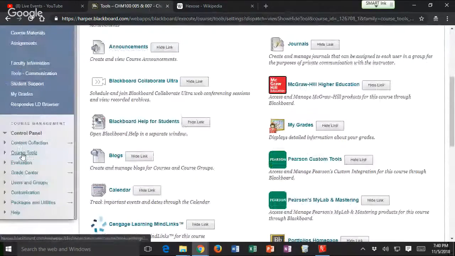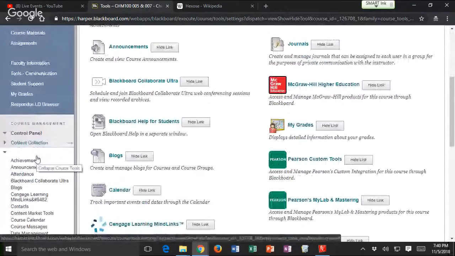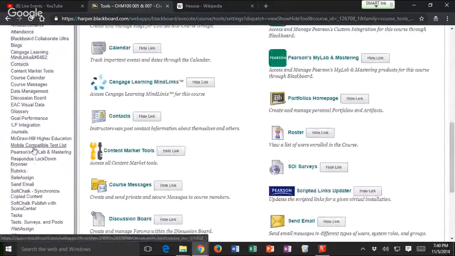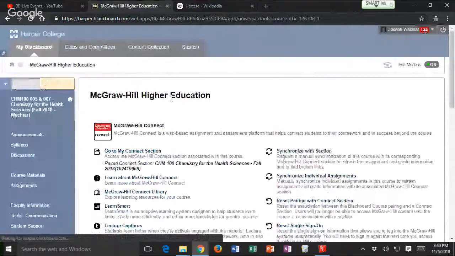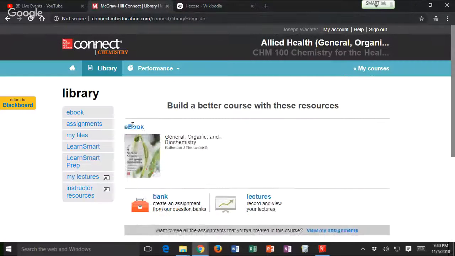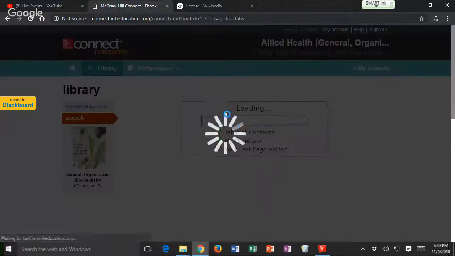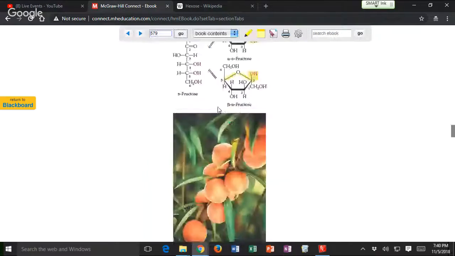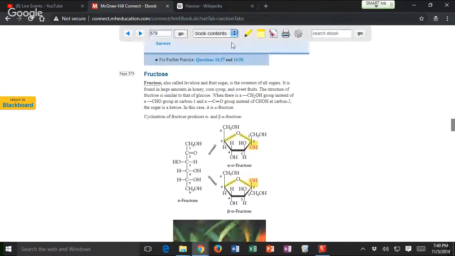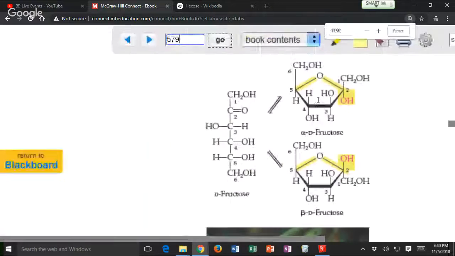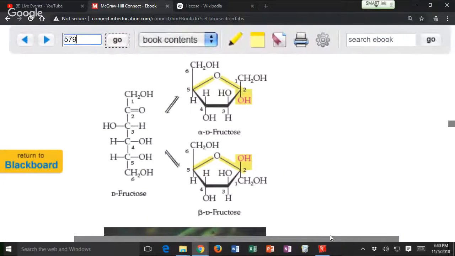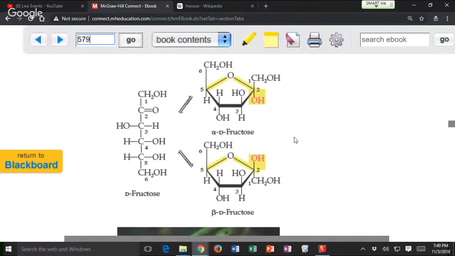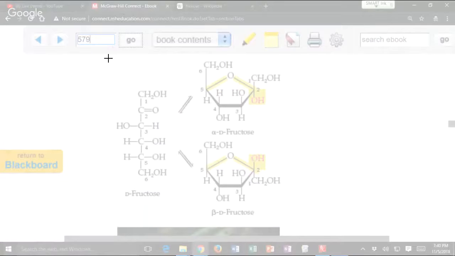But I do want to show you it, so I have to get to the McGraw-Hill thing. Get the book. Okay, try that again here. This is page 579. All right. So this is what fructose looks like. I'll put it in the notes also.